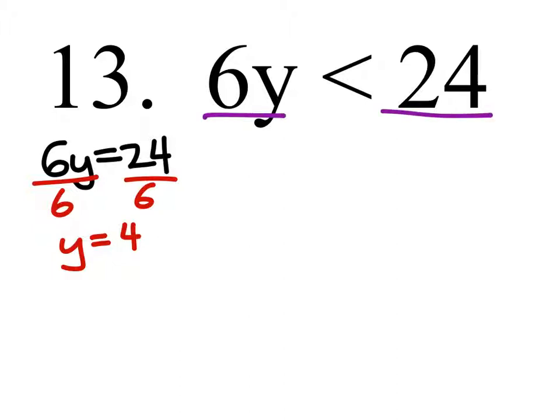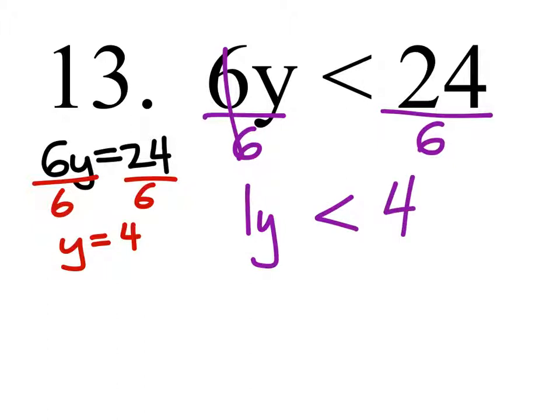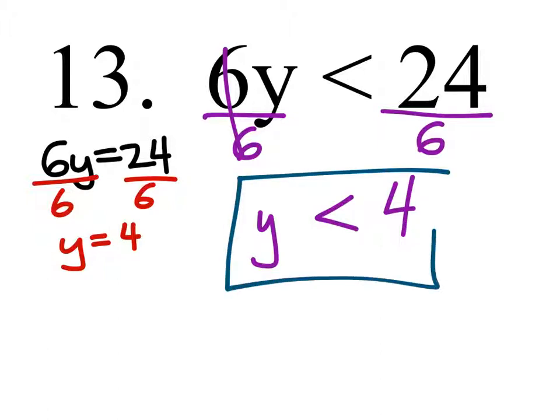We're going to divide both sides by 6, just like we would with an equation. 6 divided by 6 is 1, so it's 1y is less than 24 divided by 6, which is 4. Of course, we're going to make that a phantom 1, so we can see this a little bit more clearly, as y is less than 4. Now, we don't have to graph that, and that's okay, because that's all we need for this one for now.